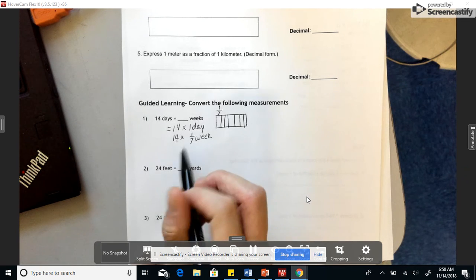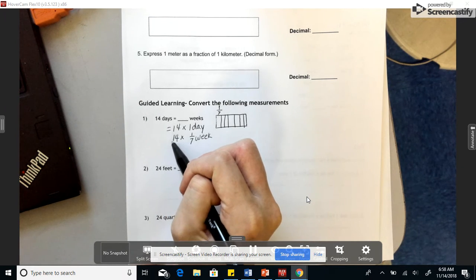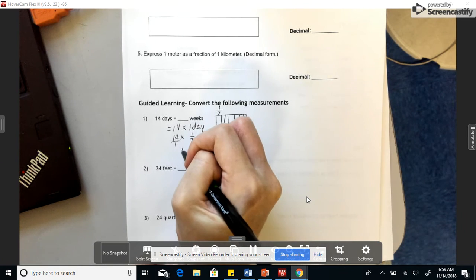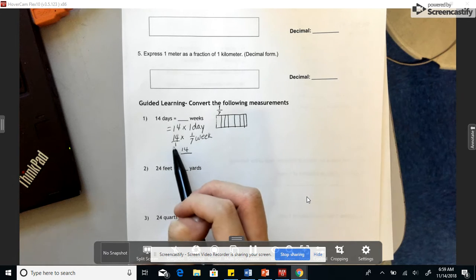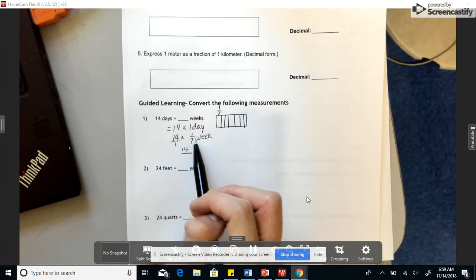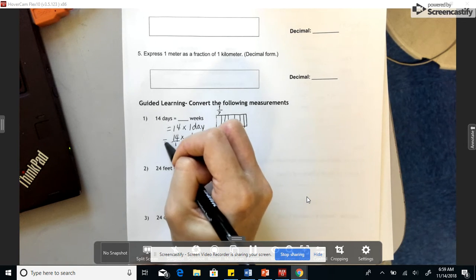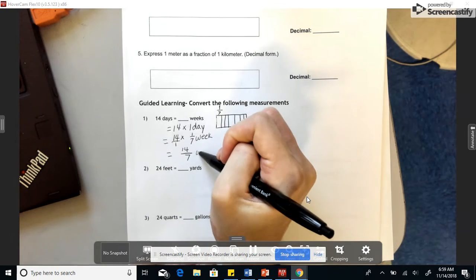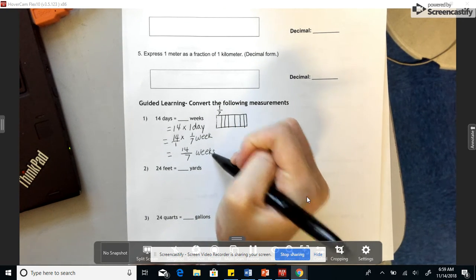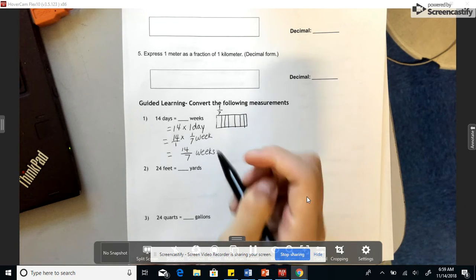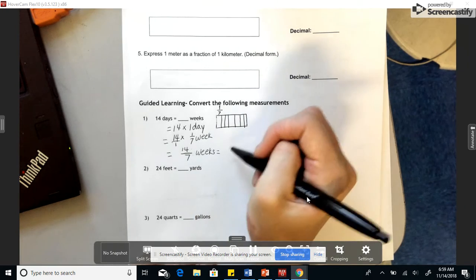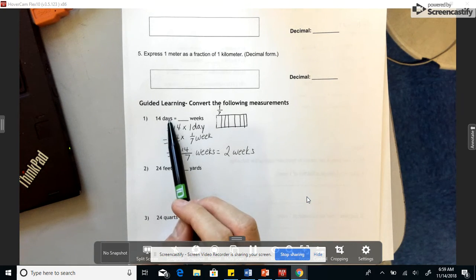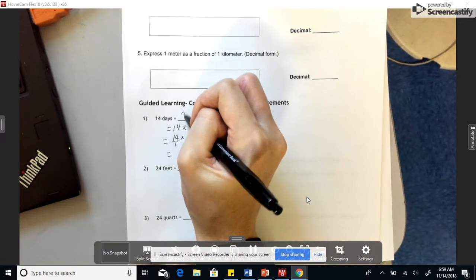I know when I'm multiplying and I have a whole number, that's 14 over 1. So 14 times 1 is going to be 14. And then the denominator is 1 times 7 equals 7. So I have 14 over 7 weeks. And I know that this equals 14 divided by 7, 2 weeks. So 14 days is equivalent to 2 weeks.